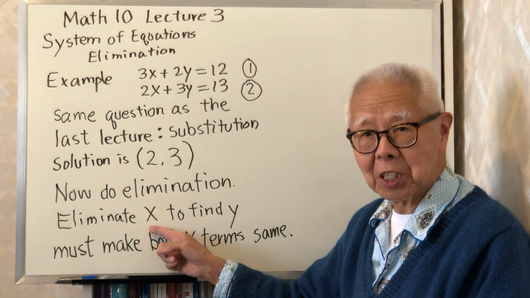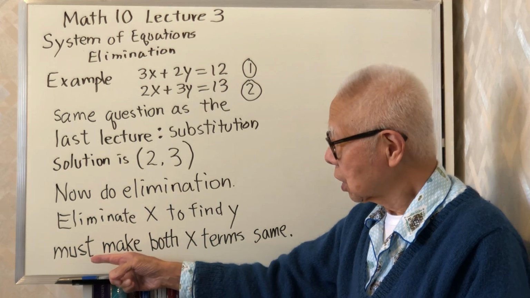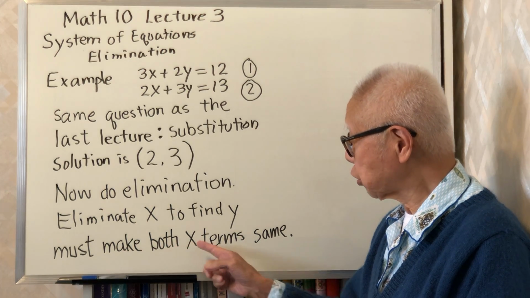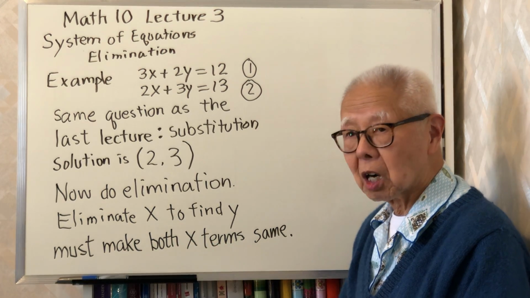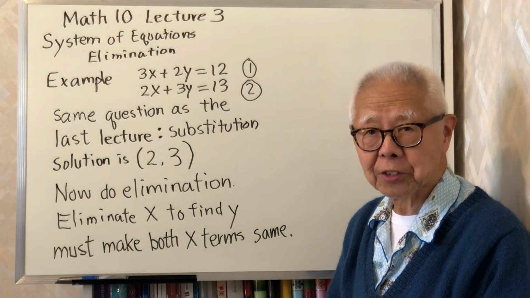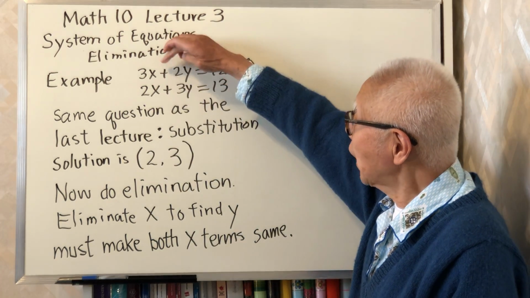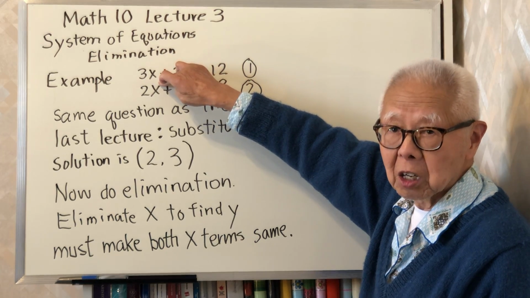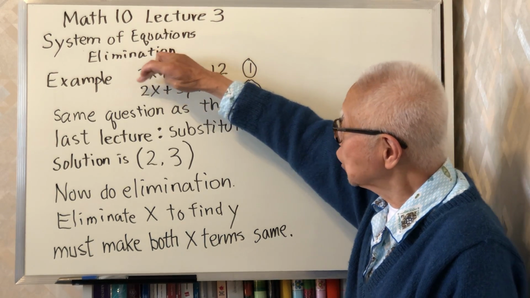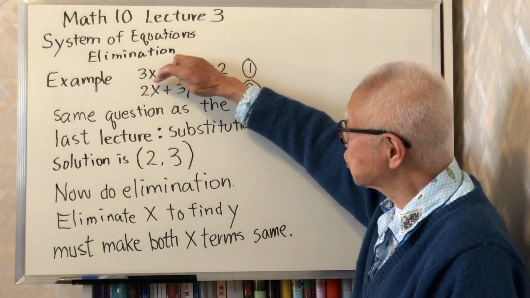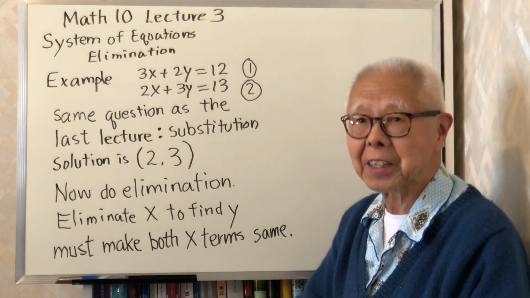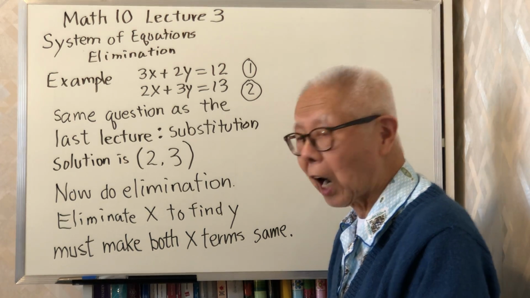How to eliminate x? I must make both x terms the same. Why do I say both x terms? Because I have an x term here and an x term here. I want to make this term and this term the same. Then I can eliminate. So how do I do that?